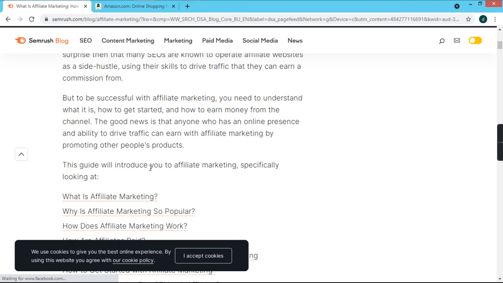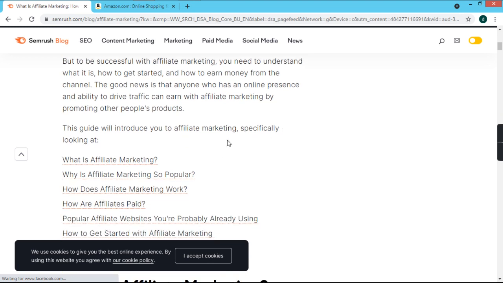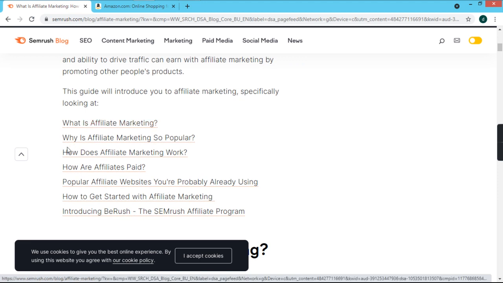This guide will introduce you to affiliate marketing, specifically looking at what affiliate marketing is, why affiliate marketing is so popular, who affiliate marketing works for, the whole works. How are affiliates paid, and popular affiliate websites you are probably already using.